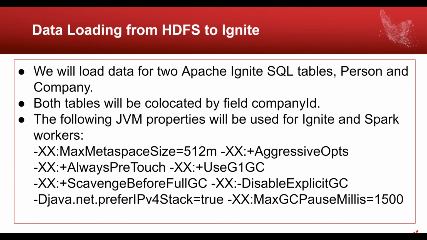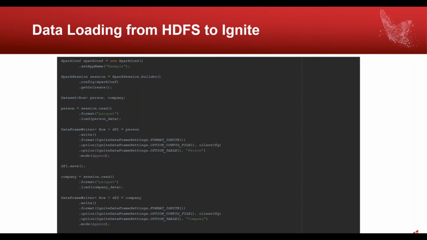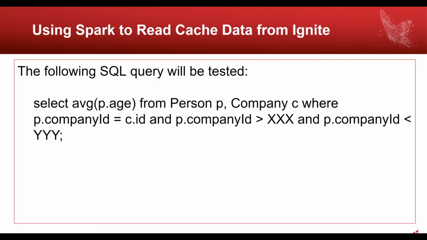Yeah, some details about what we did. We load data from two tables, person and company. These are the JVM properties. Tables were collocated for benchmarks, but in our case, we have only one server node of Apache Ignite, so it's not important. And yes, this is the example. We see this, and this is the query.